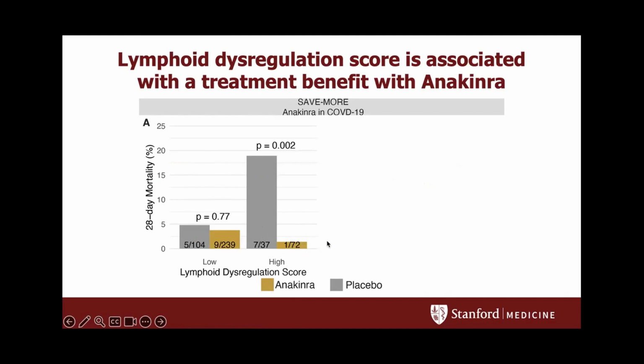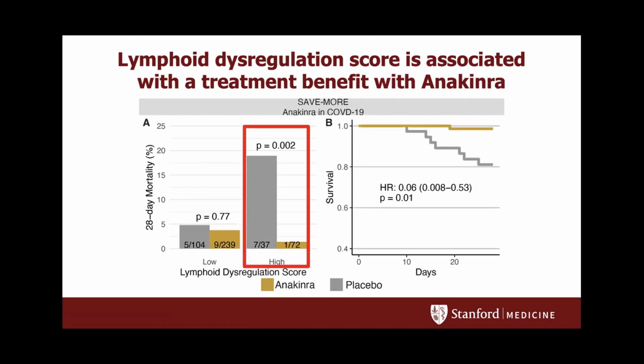And what you can see here is that patients with elevated lymphoid dysregulation scores experience significant differential treatment effect. And this is a pretty profound effect. So on the right is actually the Kaplan-Meier for these dysregulated patients stratified by treatment. And what you can see is that there's a hazard ratio of 0.06 for survival in those patients treated with anakinra with dysregulation, as opposed to those who did not receive treatment for their dysregulation.